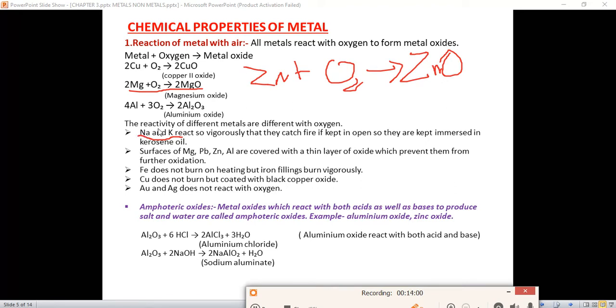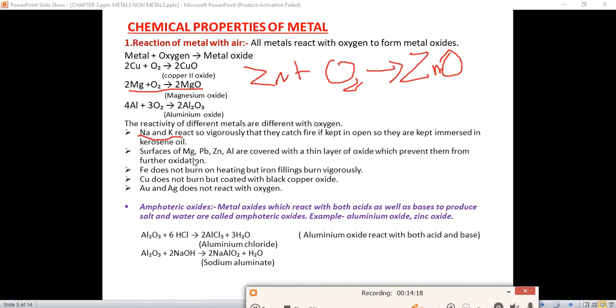So you have to remember this point. Question can be asked, why are sodium and potassium kept in kerosene oil? So what answer will you write for that? Sodium and potassium are very reactive metals. They can catch fire if kept in the open. They will react with oxygen and they can catch fire. So they are kept in kerosene oil. You have to remember the point: they are very reactive metals.